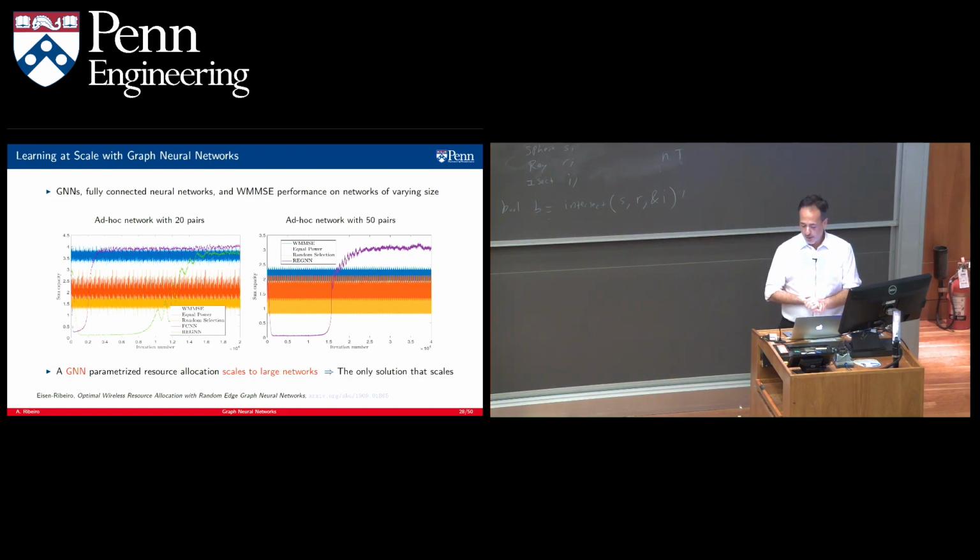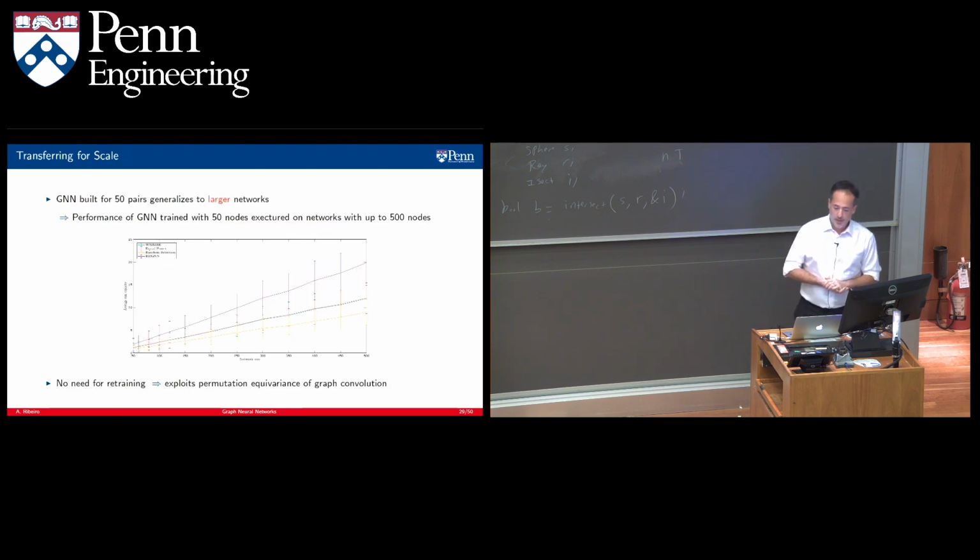Now, if you want to make it all the way to 50 pairs, there's no fully connected neural network here because we couldn't manage to train it. Maybe if we waited for a month and we got a better computer, we would have been able to. But in any event, the GNN can be trained easily, and somewhat surprisingly, perhaps, or maybe not surprisingly, it does end up outperforming WMMSE.